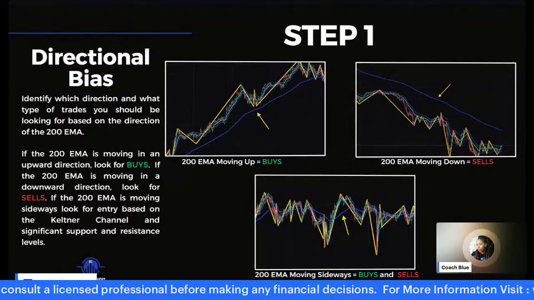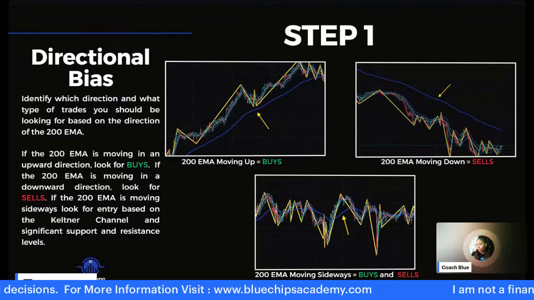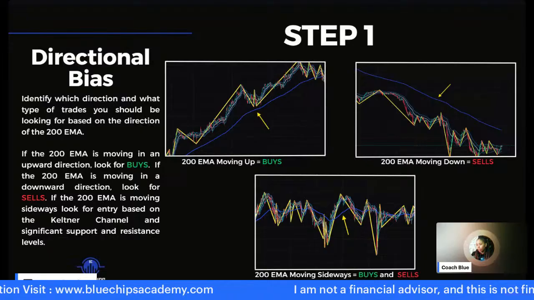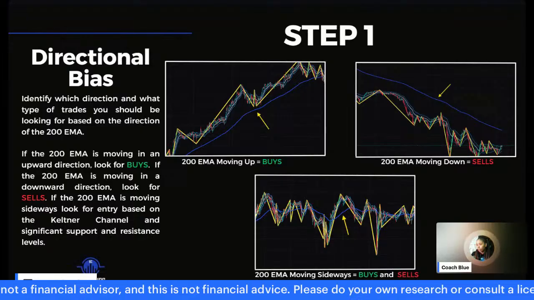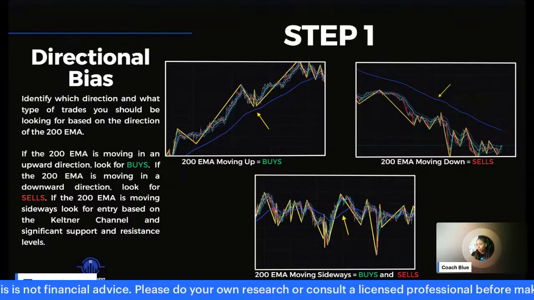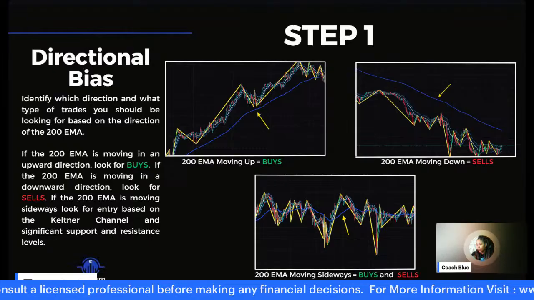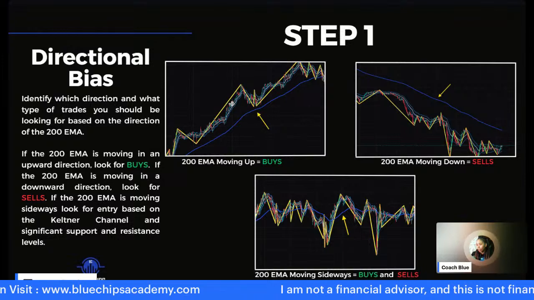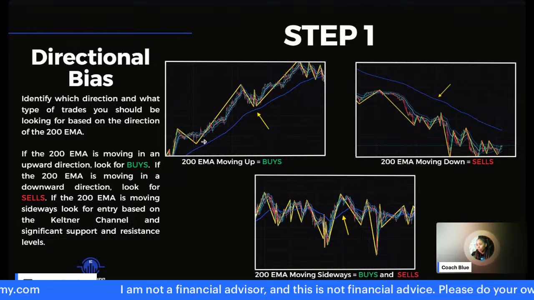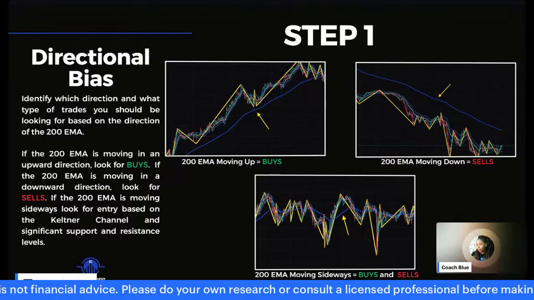When we're identifying a directional bias, we want to look at the 200 as our GPS. Our 200 is our guide to tell us what direction the market is really trying to move: down, up, or sideways. When we look at the 200, we also want to identify where the 20 EMA is. EMA stands for exponential moving average. In this example, the white line is the 20 EMA. It's above the 200, and we can clearly see the 200 is moving up. So in this case, our directional bias would be a buy.